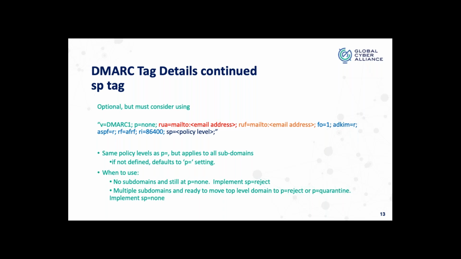That's why I talked before about knowing what your public domains are. If you only have one public domain being used for email, and other domains are technically subdomains, like www, that you're using for web purposes, then you can just put in SP equals reject and you're protecting those. Or you can define a policy for each one as well. So that's when you should consider using the SP tag.